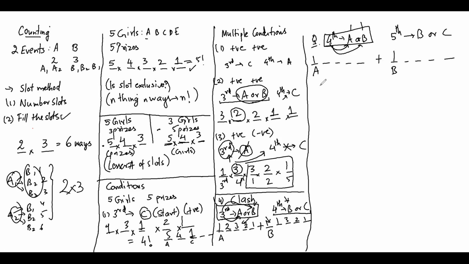Now, in this case, A has already got a prize, so the fifth prize can go to girl B or girl C. So it can go in two ways. But in this case here, the fourth prize has gone to girl B, so there's only one choice left for the fifth prize. That's why it's 1 here. And this is 3, 2, 1, and this is 3, 2, 1.